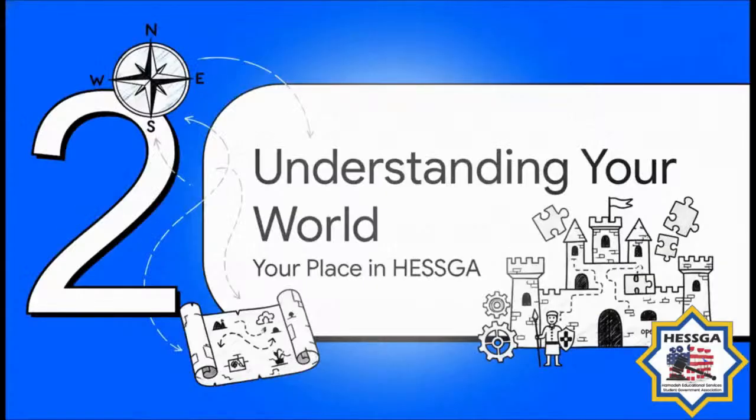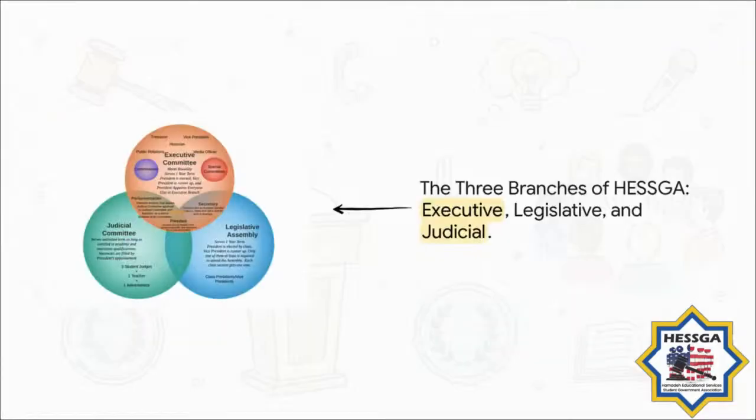Every hero needs a map, right? And your map is the structure of HESSGA. To be a great guardian and enabler, you first got to understand the world you're in and where you fit into the whole picture. So check this out. HESSGA is set up with 3 branches, just like the U.S. government: executive, legislative, and judicial. This whole separation of powers thing is super important. It makes sure no one group has too much control.